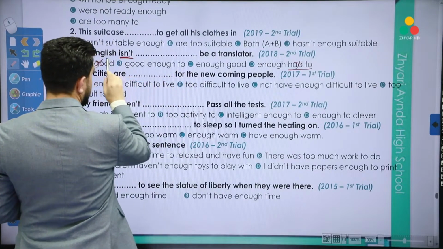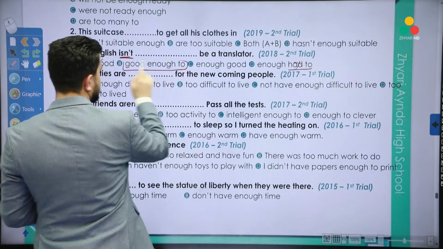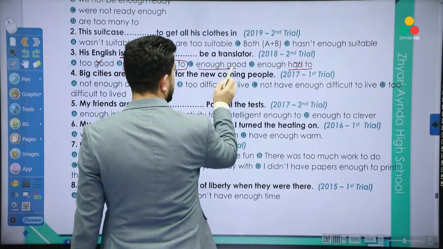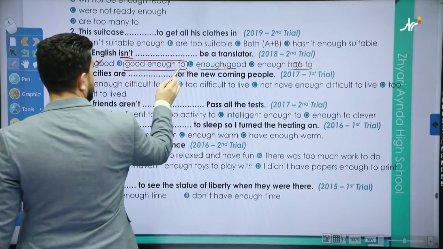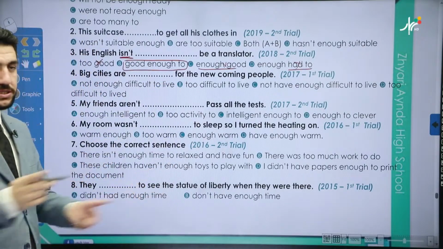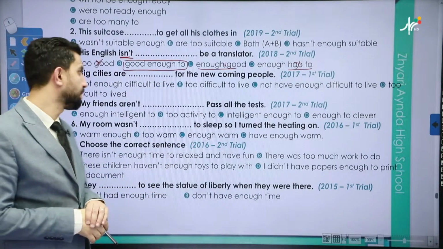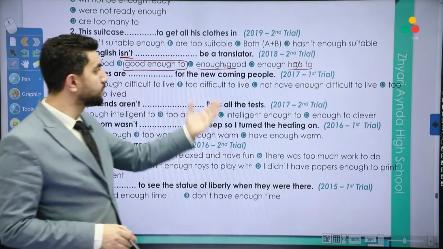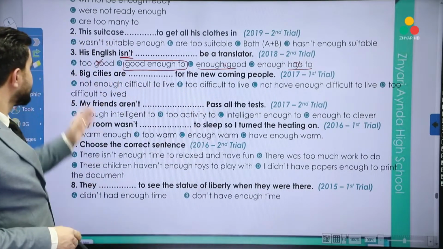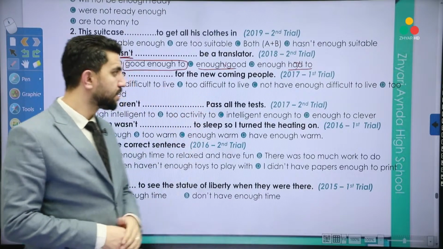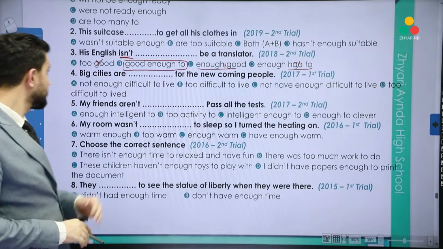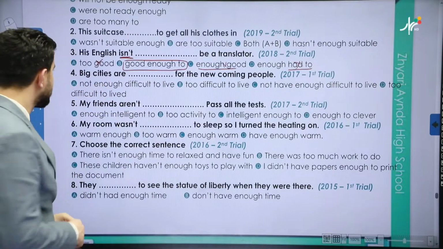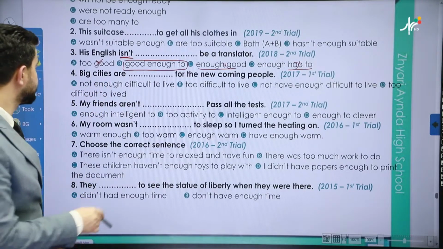So you say, his English is not good enough to be a translator. Enough good, is it correct? No. Why? Because we don't have the "to" as well, and also they are not correctly ordered. Okay? Number 4. Big cities are for the new coming people. Let's see. First of all, not enough difficult to live. Big cities, not enough difficult to live.